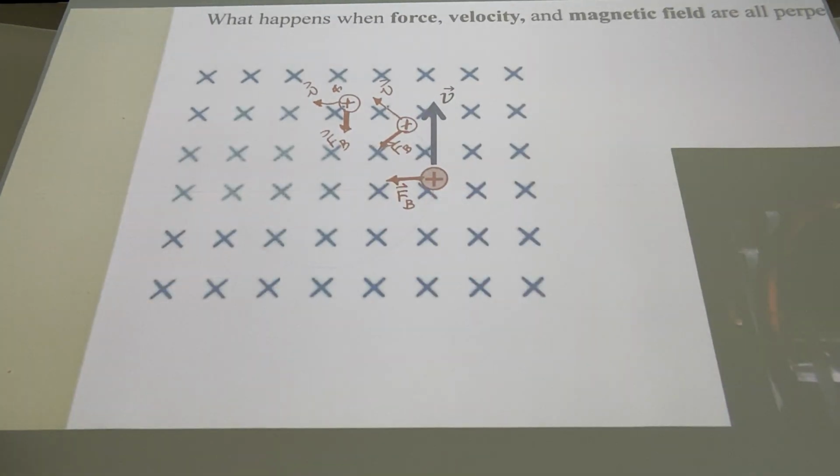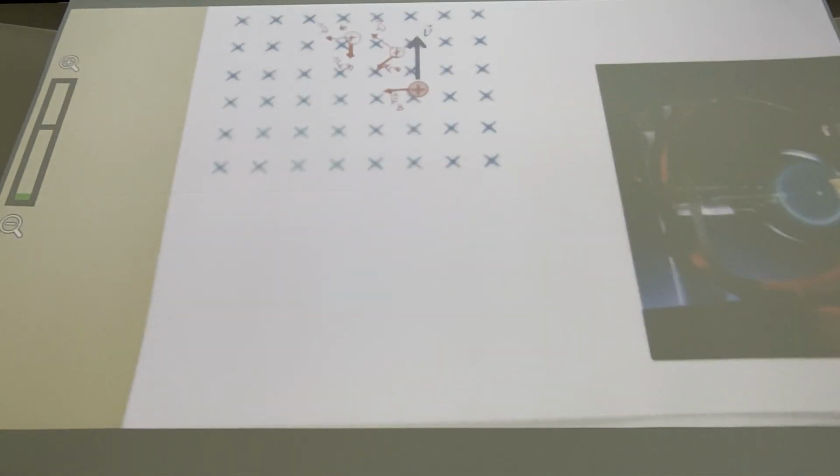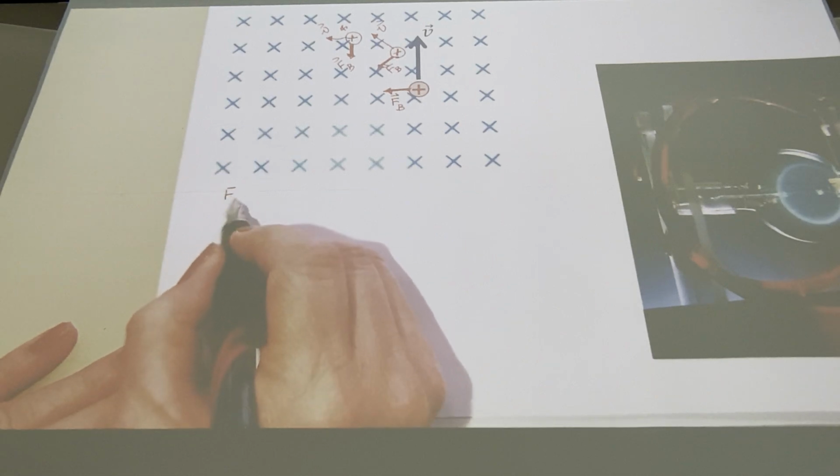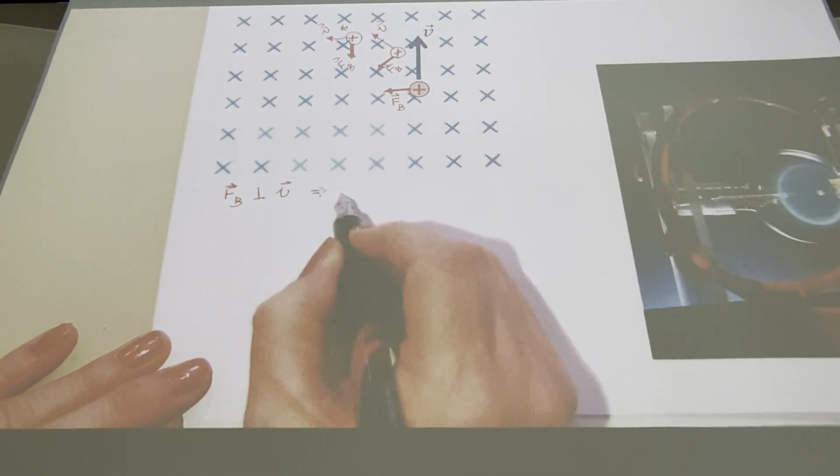So hopefully what's jumping out at you is that your force is perpendicular to the velocity. This maybe rings a bell from physics 1020 or 1050. When the force is perpendicular to the velocity, that's when you get circular motion. So it'll go around in a circle where the force provides an acceleration that changes the direction of the velocity. So what we're seeing is FB perpendicular to V, circular motion.